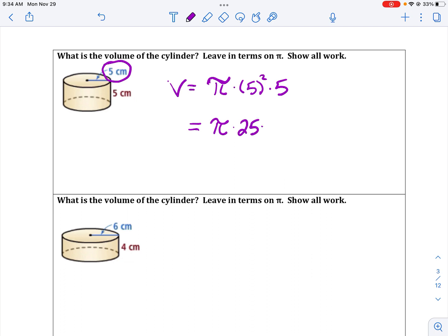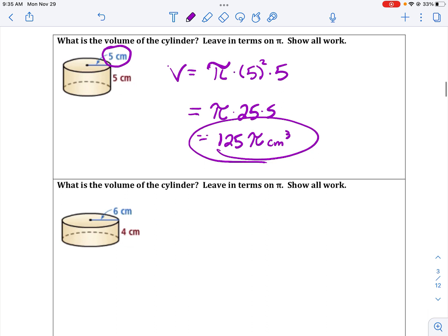5 squared is 25, and then 25 times 5 is 125, and I just put the pi on the end, centimeters cubed, and this is in terms of pi because we leave the pi. So you just multiply all the numbers, and then you put pi on the end. This is the most accurate form of volume for this cylinder.